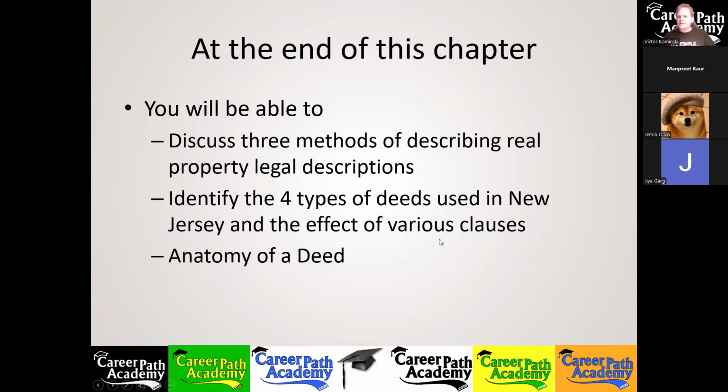We learned that deeds are the documents that are used to transfer title, meaning ownership. However, there are four different types of them. We're going to learn about those. And then we're going to go over the anatomy of a deed and learn about its parts, what needs to be in a deed.